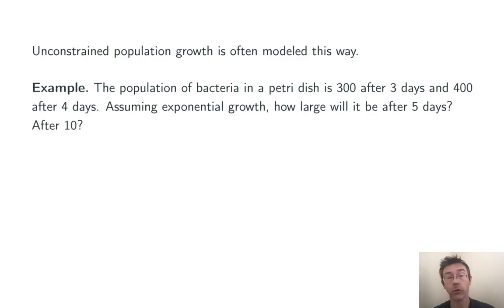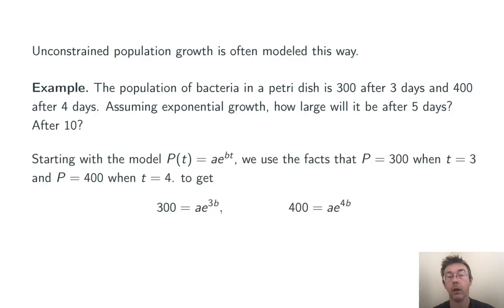Unconstrained population growth is often modeled with an exponential function like this. As in this example, the population of bacteria in a petri dish is 300 after 3 days and 400 after 4 days. Assuming exponential growth, how large will the population be after 5 days? After 10 days? We're going to start with the model P of t equals ae to the bt. Here I'm using p for population and t for time in that exponential model.